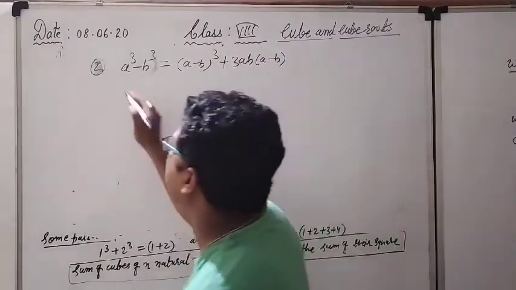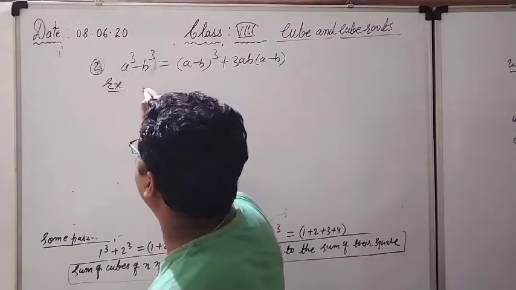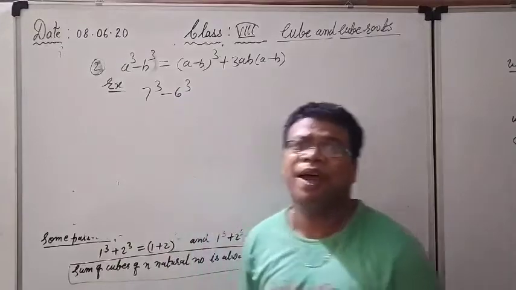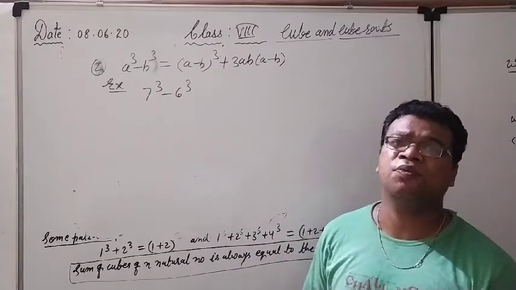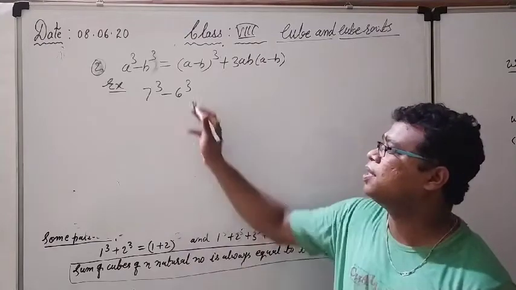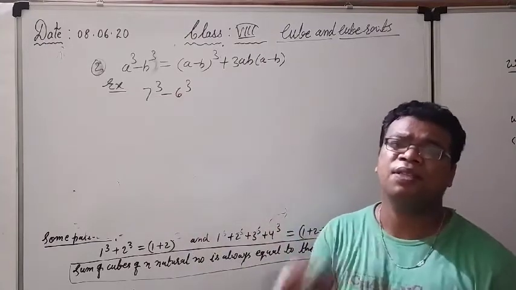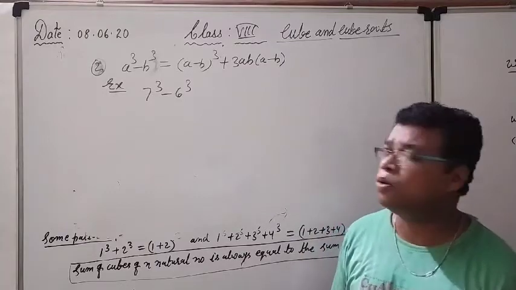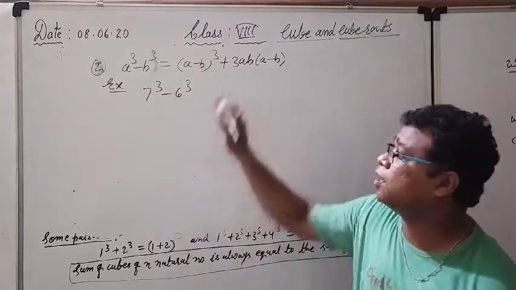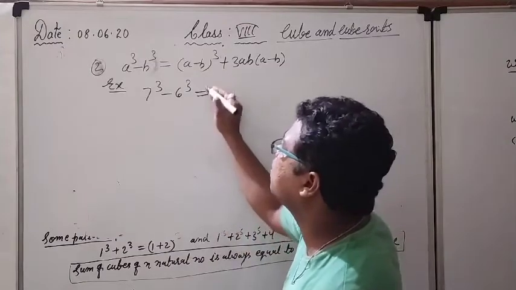How? Look here. For example, if the question is 7 cube minus 6 cube, it is very helpful for consecutive numbers. Consecutive numbers means one after another, for example, 7 comes after 6, 6 comes after 5. So if I want to find the difference of the cubes of two consecutive numbers, this particular formula will be used. See how easy it is.